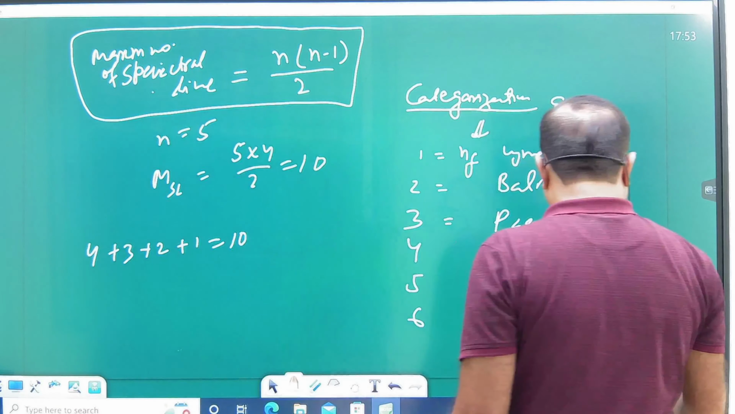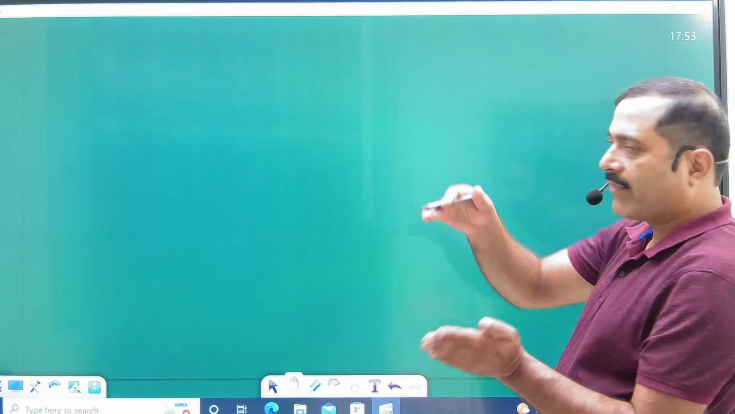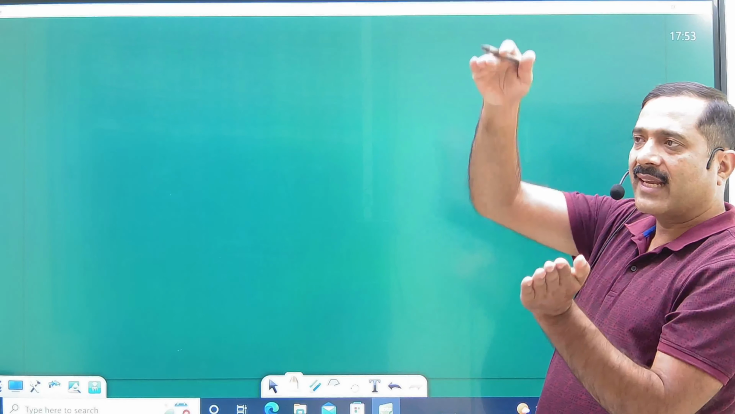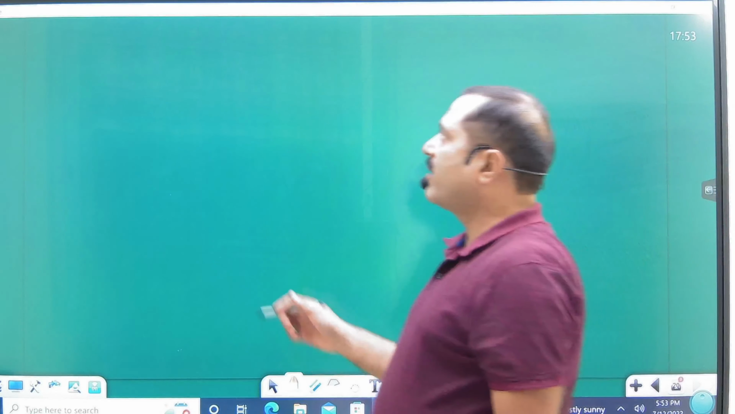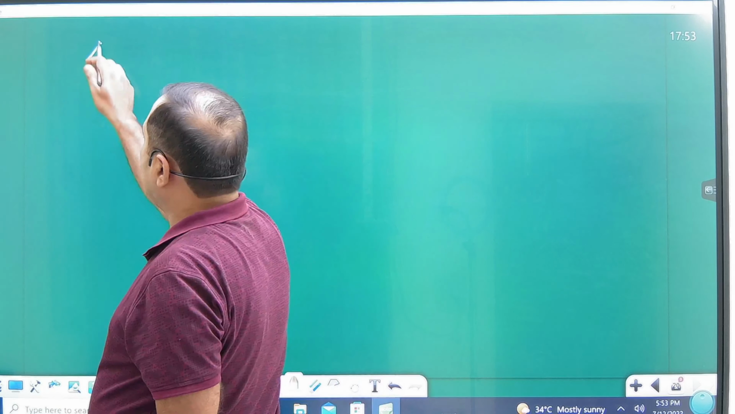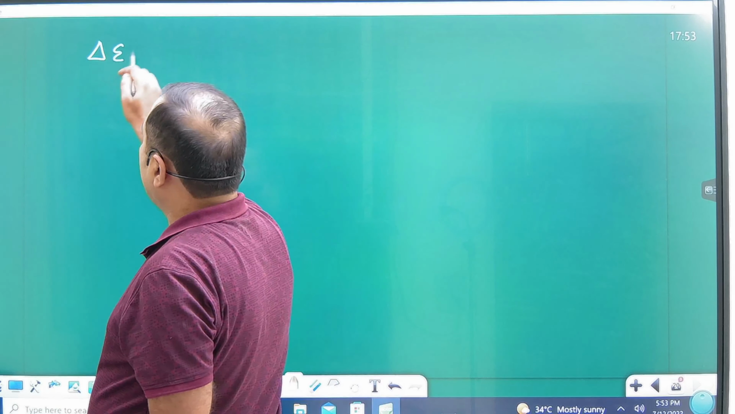During the jumping of the electron, as the gap between shells increases, the energy difference also increases, resulting in a change in wavelength. Consider delta E equal to hc by lambda. If the energy difference increases, lambda will decrease, and vice versa, because they are inversely proportional.